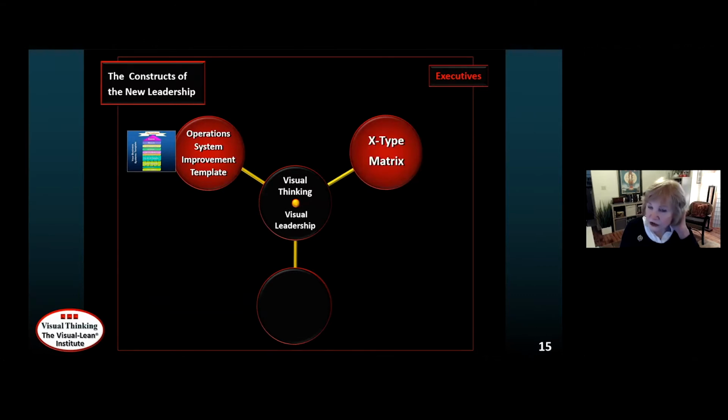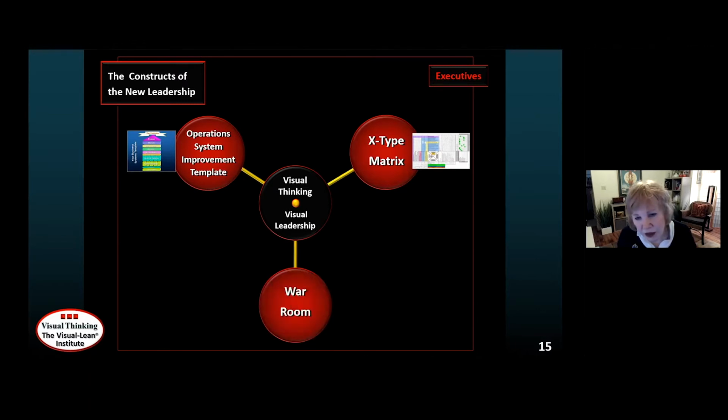The second construct is the X-type matrix, and you see little iconic pictures of them. In case they ring a bell, I'll blow them up in just a moment. And the war room. The war room is not the same as an Obeya room. An Obeya room is an informational room. It's vitally important along the journey, but at some point you want to shift from knowing, seeing, line of sight to deciding and driving. This is the recurrent theme, to decide and to drive.